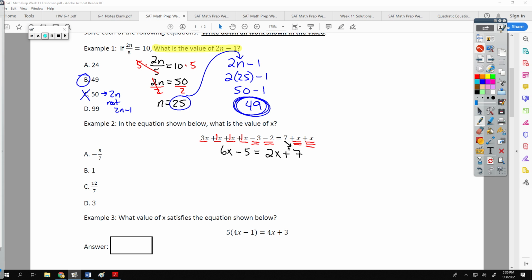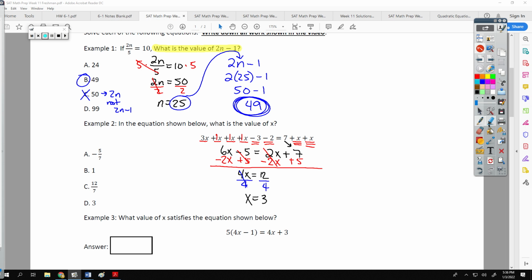Now that we have combined all the like terms on each side, we are going to isolate the variable, which means we're going to move the variable to one side by subtracting 2x from each side of the equation. While we're at it, we need to move the 5 as well, so we might as well do it at the same time by adding 5 to each side. That would give us 4x equals 12. And then we would divide each side of the equation by 4, which would give us x equals 3.